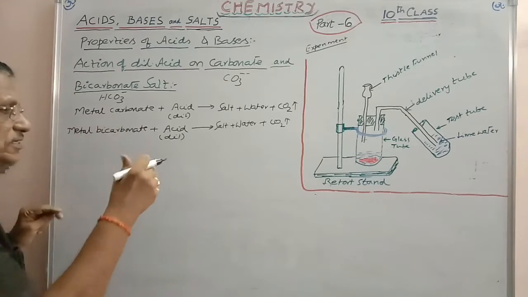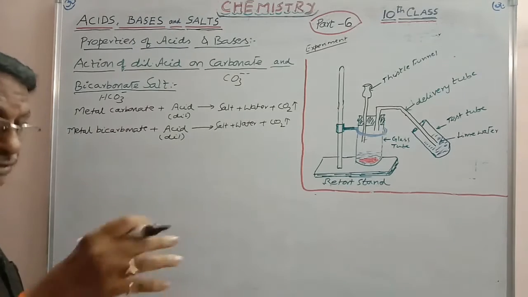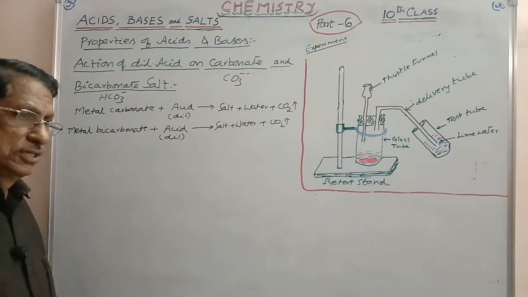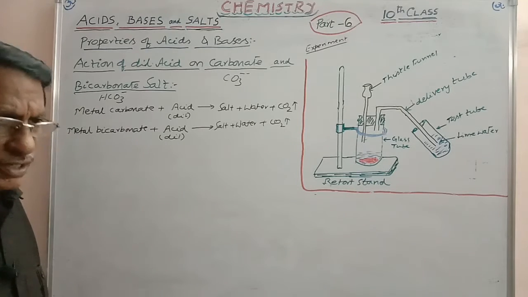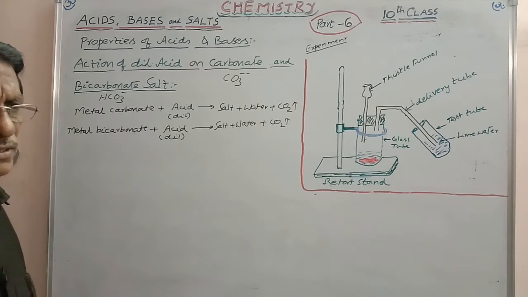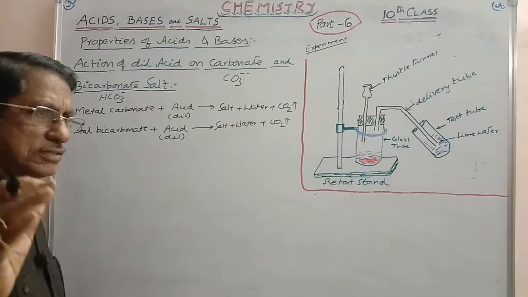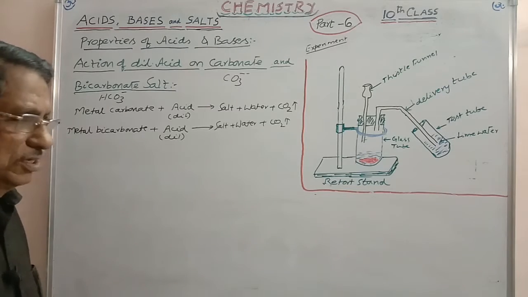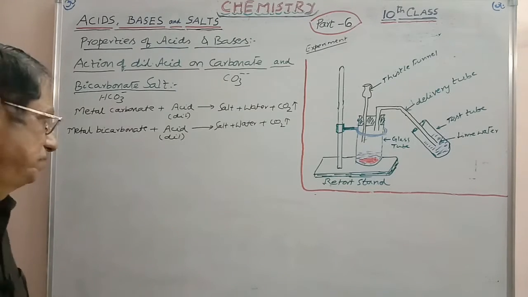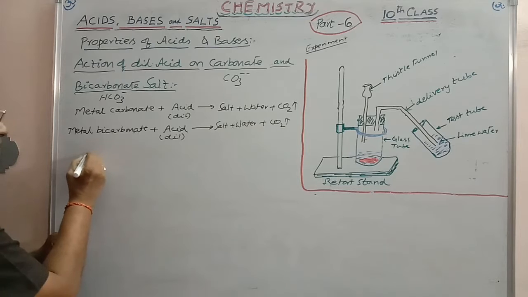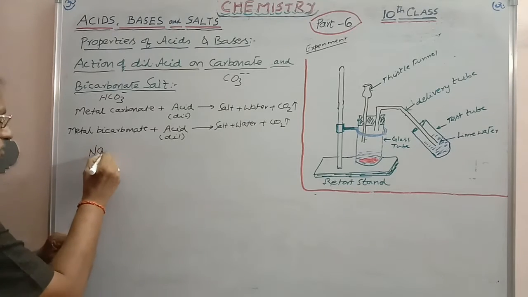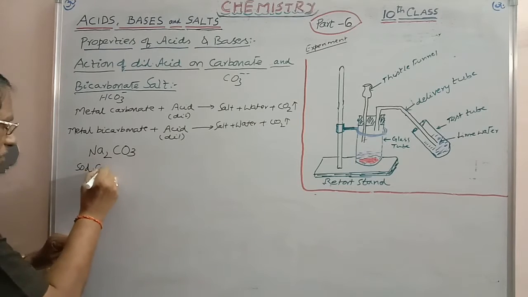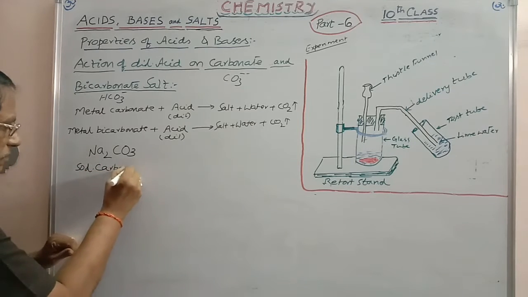Metal carbonate, I am taking generally sodium carbonate and sodium bicarbonate, these two are available. Even you can take calcium carbonate also. You can take any carbonate, copper carbonate, zinc carbonate, whatever carbonate you want. But sodium carbonate is generally preferred because it is most soluble in water. All the first A group metal salts are soluble. So you take here sodium carbonate. Sodium carbonate formula Na2CO3.